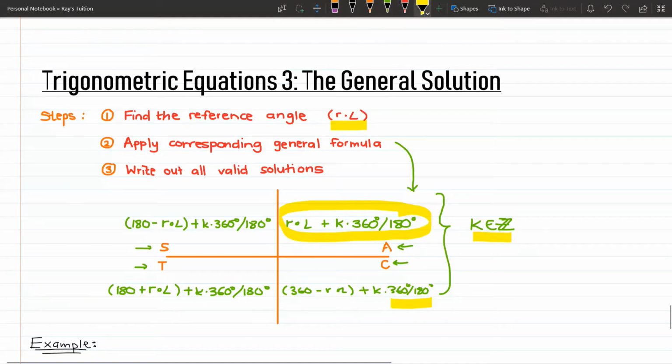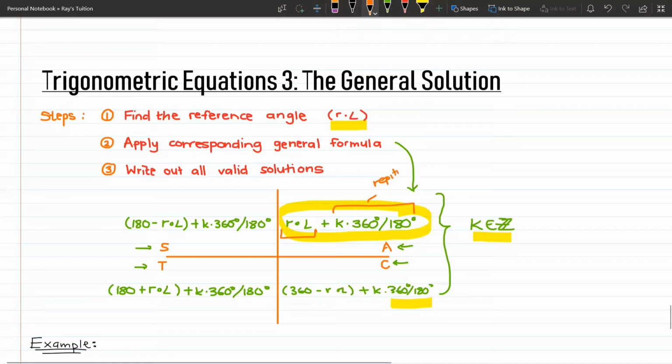So the second step is to see whether it is positive or negative, and then use the corresponding general formula and then write out all valid solutions. So this part over here, if we just had to break it down, is what we've been doing in the previous video, just getting the first angle. And then this part here is accounting for all the repetitions.